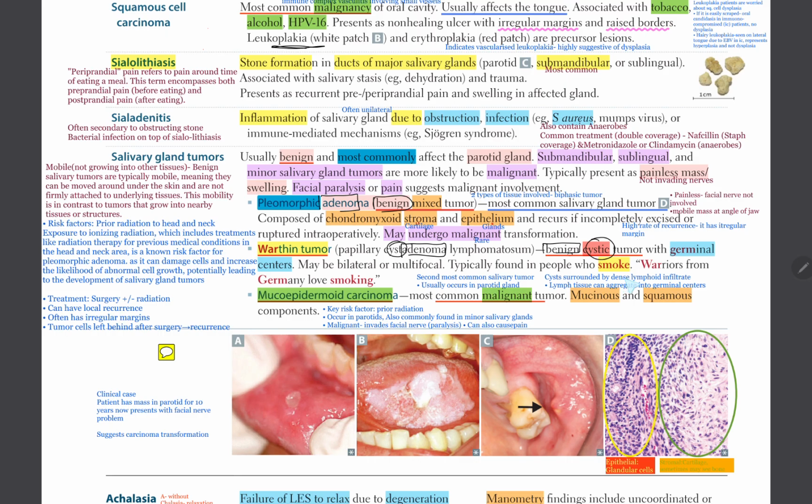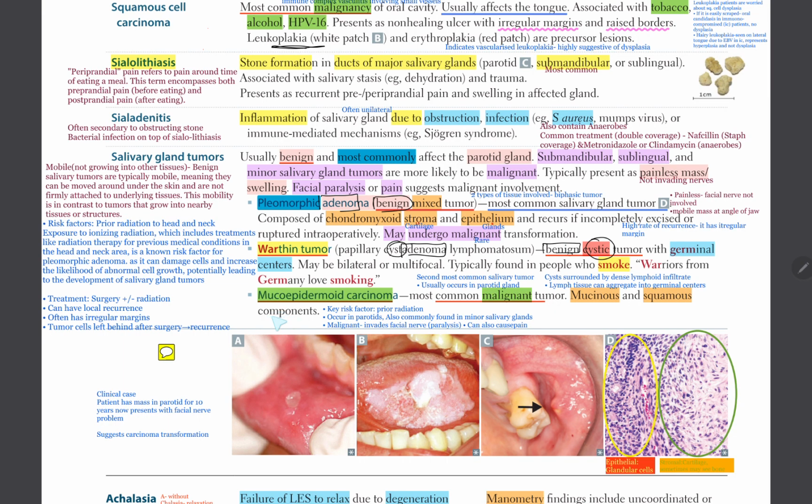In this, the cyst is surrounded by lymphoid infiltrate, as we heard in the name, cystadenoma lymphomatosum. The cyst is surrounded by dense lymphoid infiltrate, and lymph tissue can aggregate into germinal centers. It is a benign cystic tumor with germinal centers. So we need to note these points.